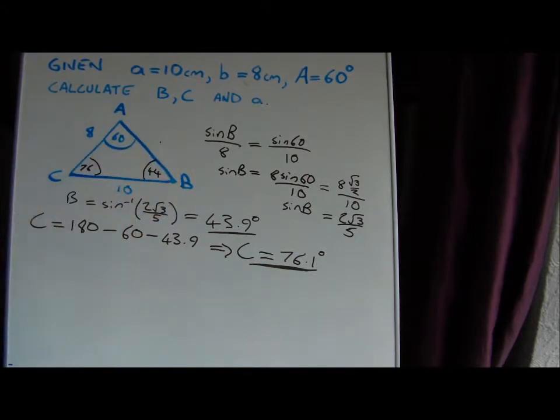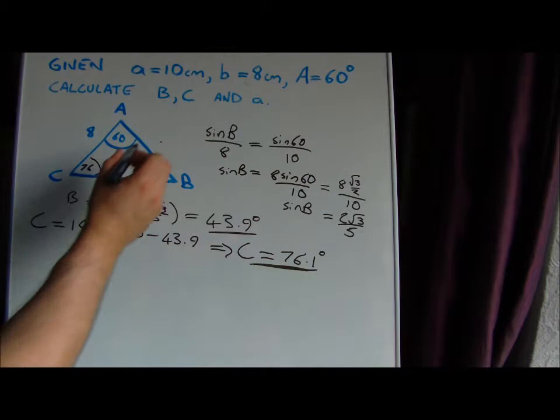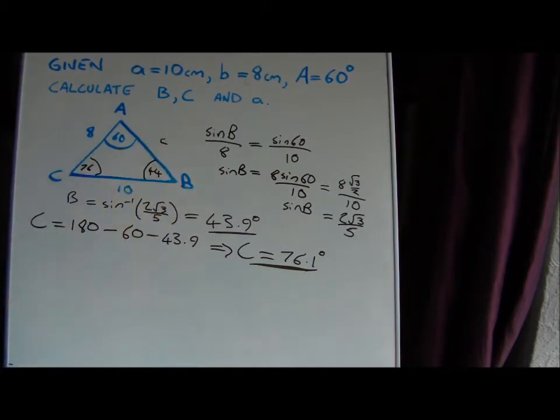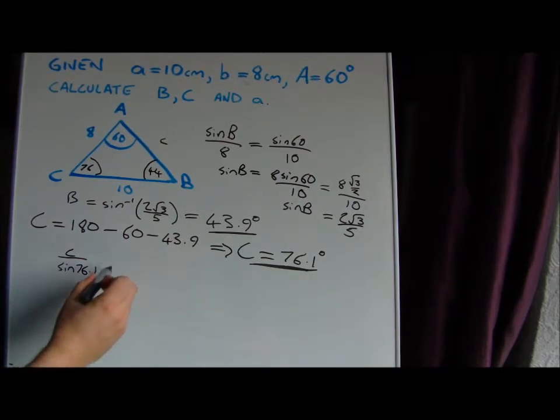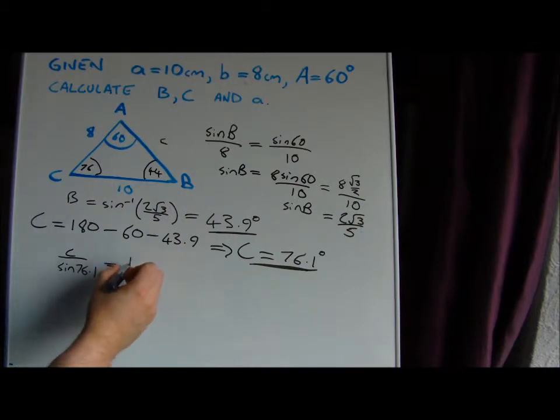To calculate the remaining side, we can just use the sine rule again. So this time, this will be side C. So we can write down the formula for the sine rule. So we're given C divided by the opposite angle. So that's going to be sine of 76.1. And to be as accurate as we can, we should use the angle and the side given in the problem. So that's going to be 10 divided by sine 60.